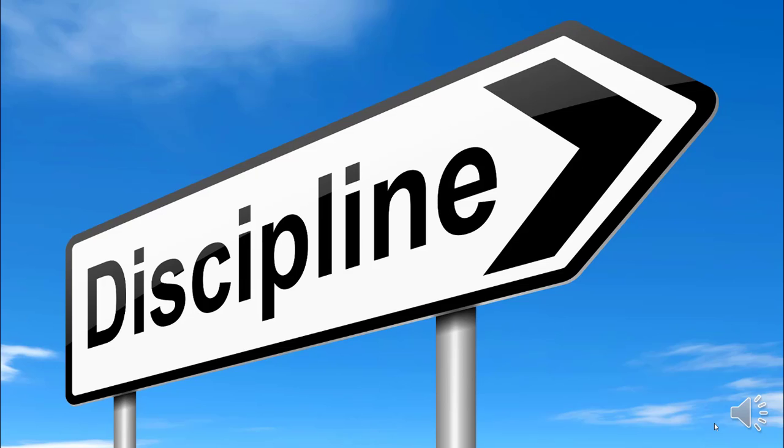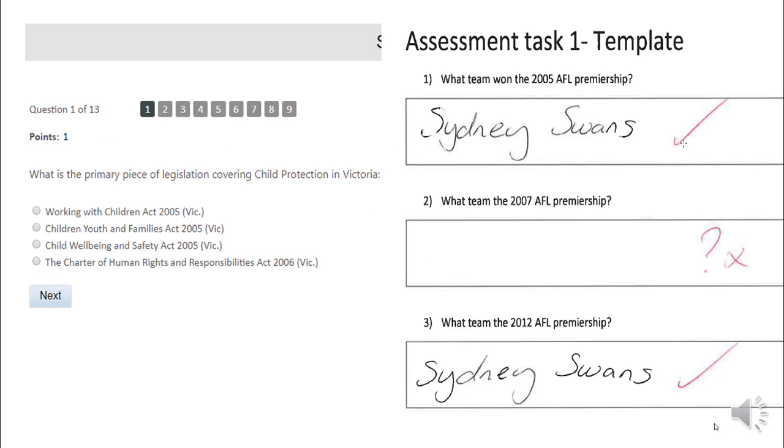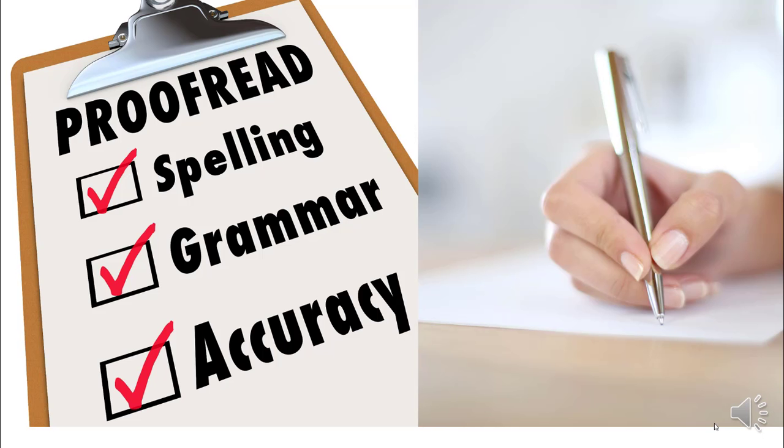When submitting completed assessment tasks, there are a number of things you should check. Firstly, have you answered all questions to the best of your ability? Make sure there are no sections or questions that you've overlooked. Have you corrected all spelling and grammar mistakes? If it's a written assessment, which it often is, especially of the placement books, is it legible and easy to read?